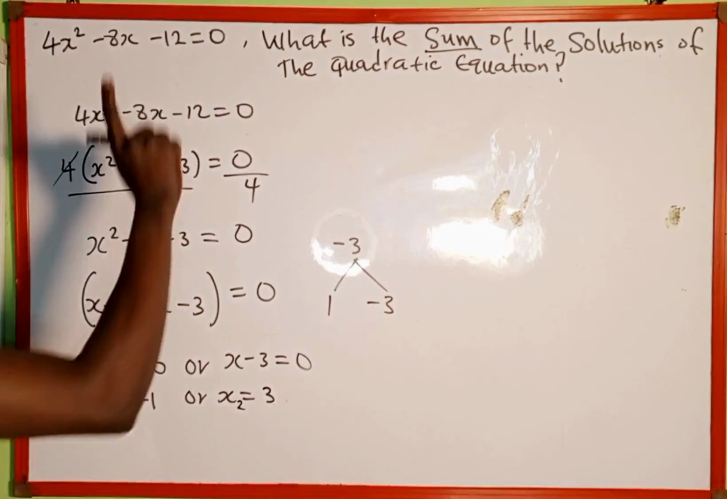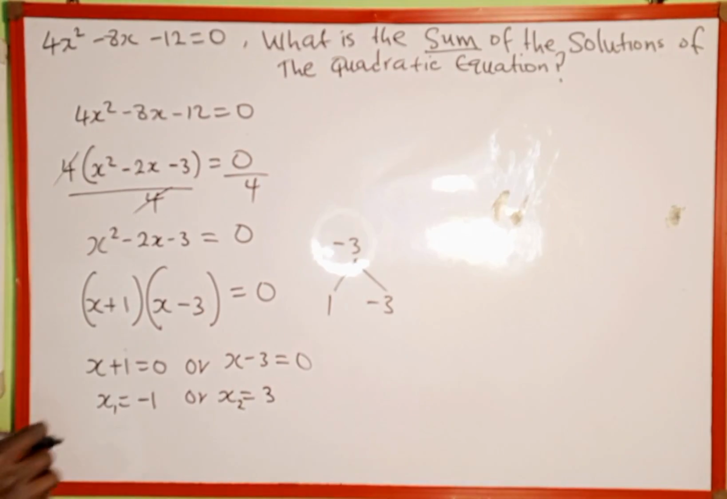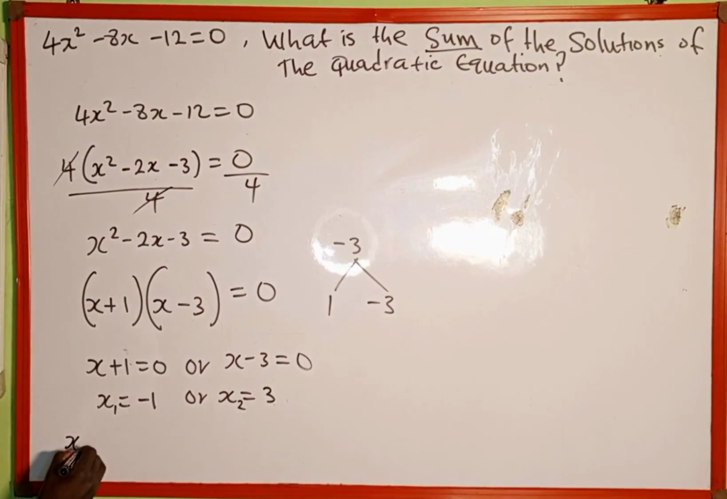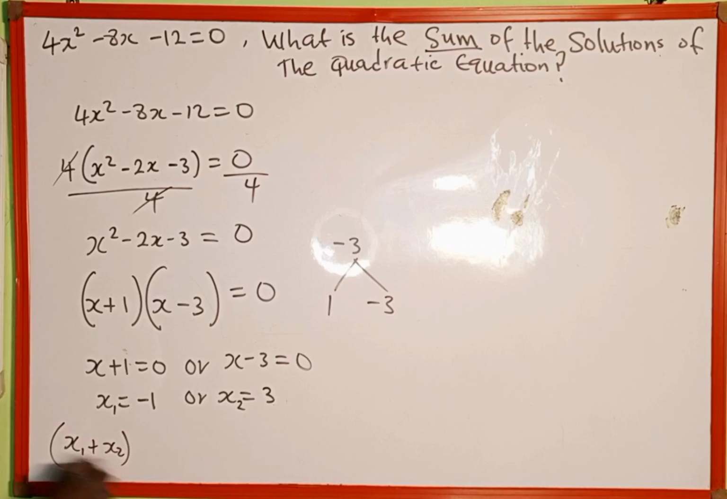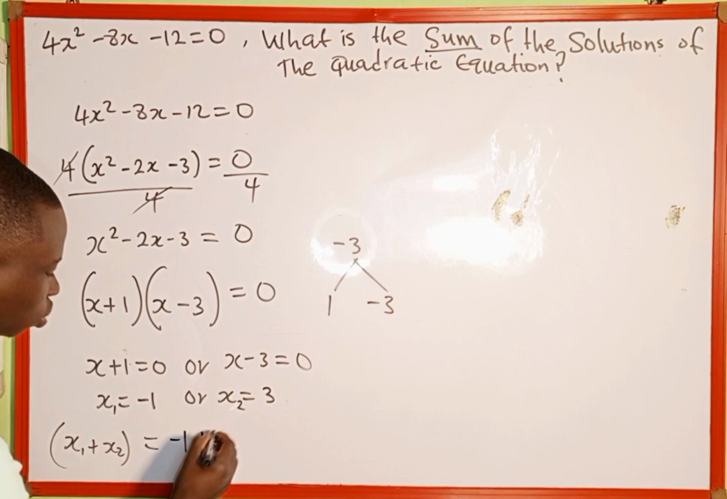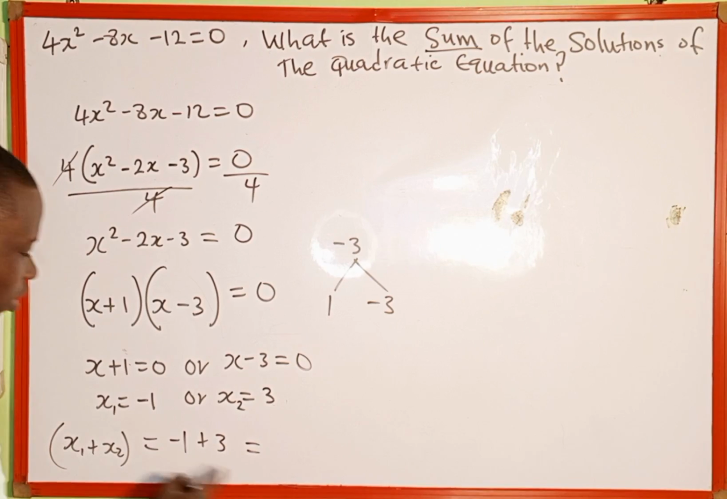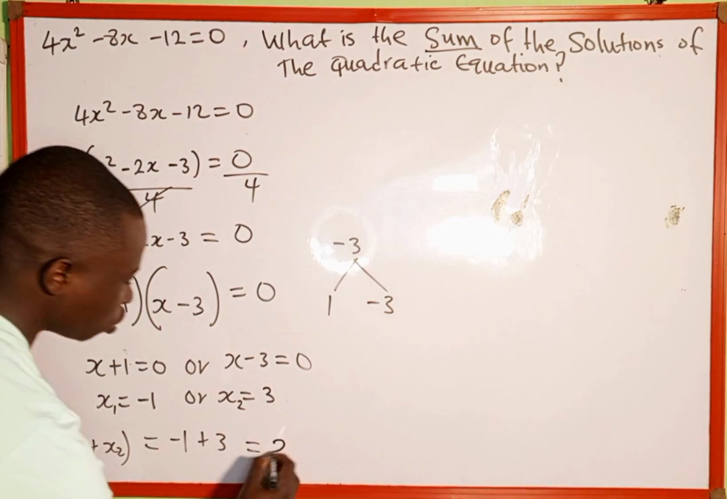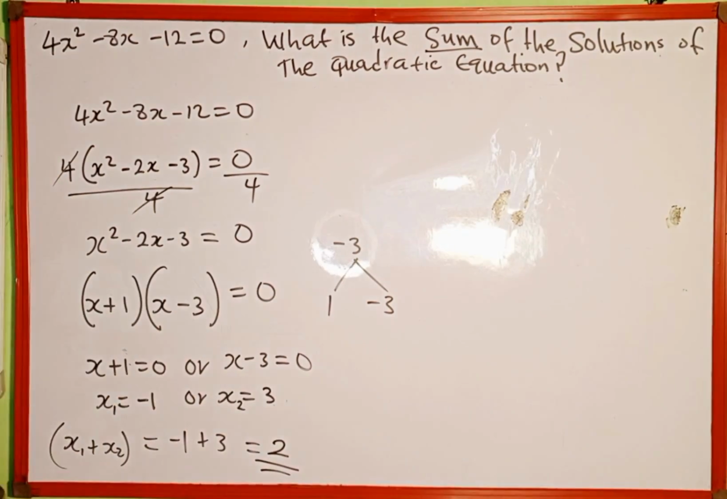Remember from the question, what is the sum of the solutions? Now we are going to add x1 plus x2. So this is equal to x1, negative 1, plus x2, positive 3. When we add them together, it gives us positive 2. And positive 2 is the answer to this question.